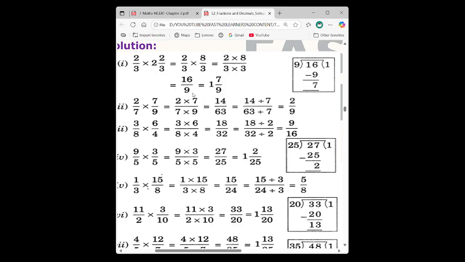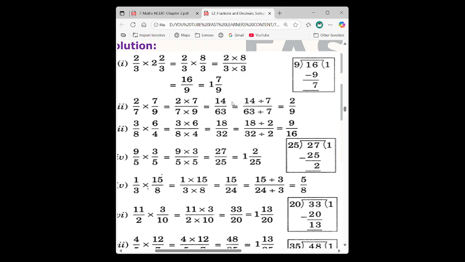But here the problem is that we don't get the answer in proper fraction. Our answer comes in improper fraction. So this is 16 upon 9 and 1 whole. You convert this into mixed fraction. Write 1 whole 7 upon 9. Wherever the answer is coming in improper fraction, there you have to convert it into mixed fraction.